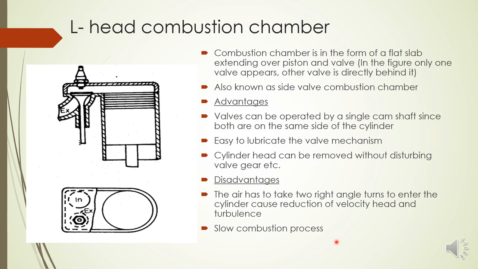And combustion is slow. And this thing remains the same: high knock tendency due to long flame travel length. Here also you can see the flame has to travel starting from this region to the farthest corner here. So we have understood the L-head combustion chamber is a slight modification of T-type. The only difference is the valves are on the same side, so that we can use a single camshaft. But other things remain the same, knocking, reduced turbulence, etc. are there.